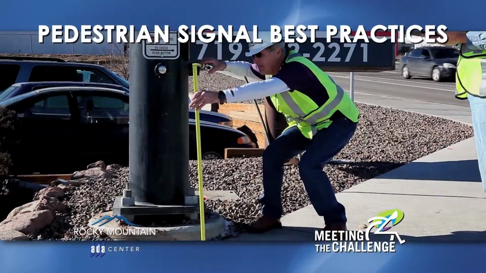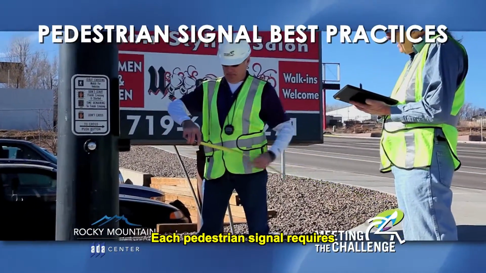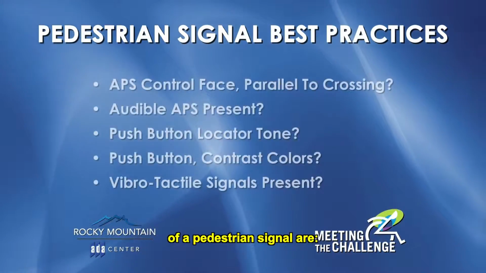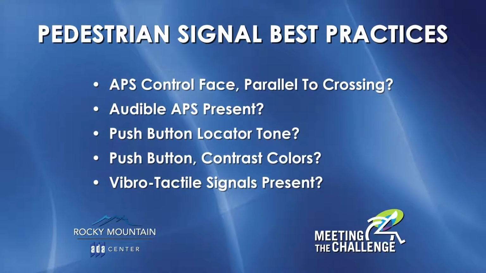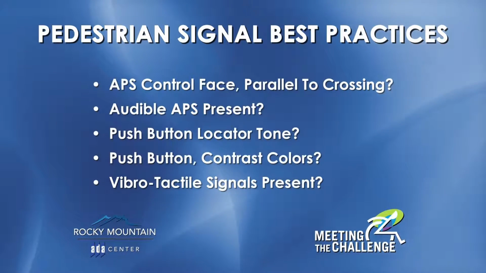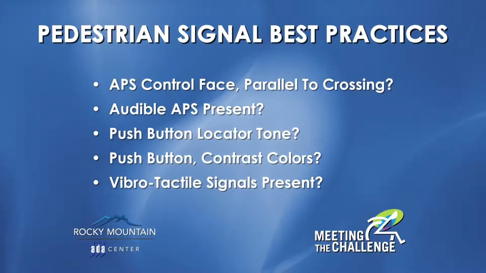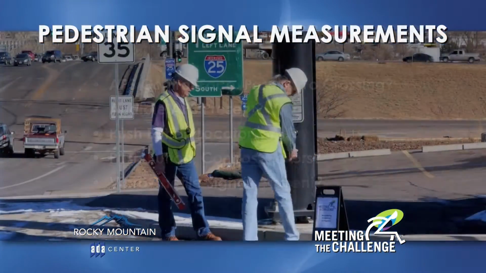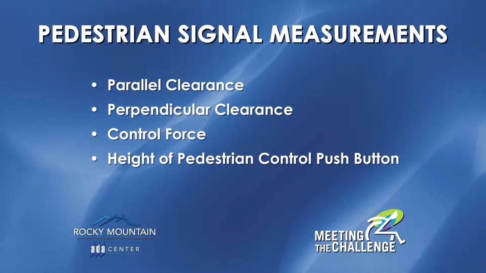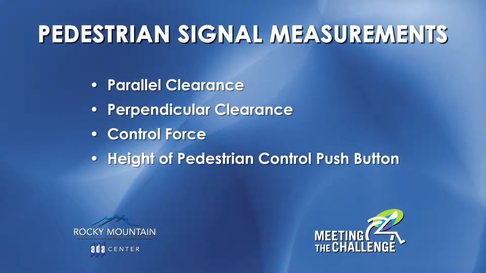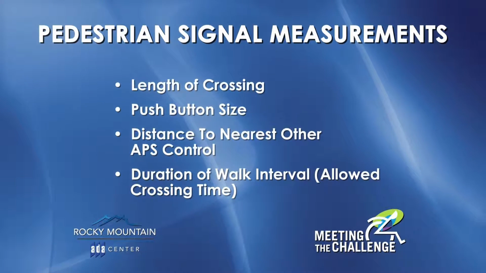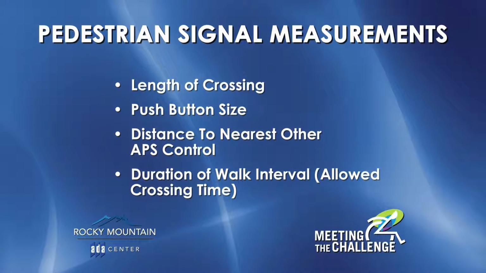Pedestrian signal best practices. Each pedestrian signal requires a variety of observations and measurements. Some of the observable attributes of a pedestrian signal are: APS control face, parallel to crossing, audible APS present, push-button locator tone, push-button contrast colors, vibrotactile signals present. Dimensional measurements are made for parallel clearance, perpendicular clearance, control force, height of pedestrian control push button, length of crossing, push button size, distance to nearest other APS control, duration of walk interval.